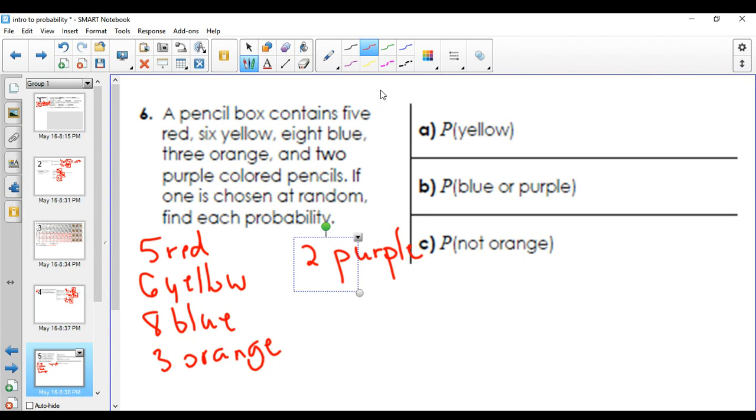Okay. Now, I want you to try these 3 on your own. The first one is, what's the probability of choosing a yellow pencil? Next, what's the probability of choosing a blue or purple pencil? And then the last one, what's the probability of choosing a pencil that is not orange? So if you will pause, try those 3 on your own, make sure that you remember to simplify the fractions all the way, and then press play when you're ready to check.